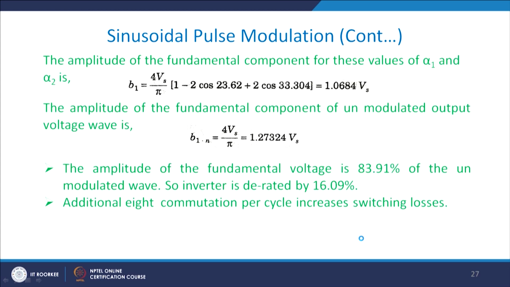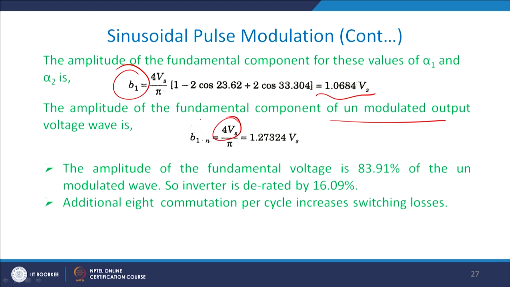Now, the amplitude of the fundamental component for the values alpha 1 and alpha 2 is found by substituting these values. Ultimately, the fundamental value will have a 6% increment, that is 1.06 times the amplitude of the fundamental component of the unmodulated waveform, which is 4 Vs by pi.